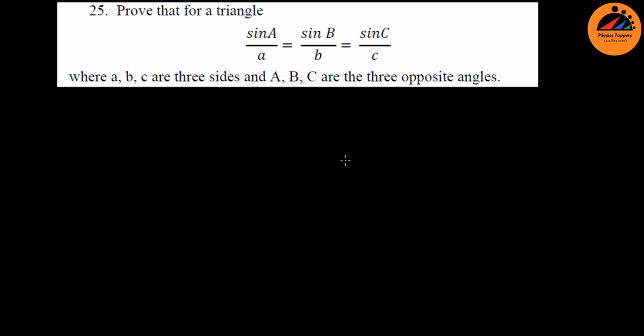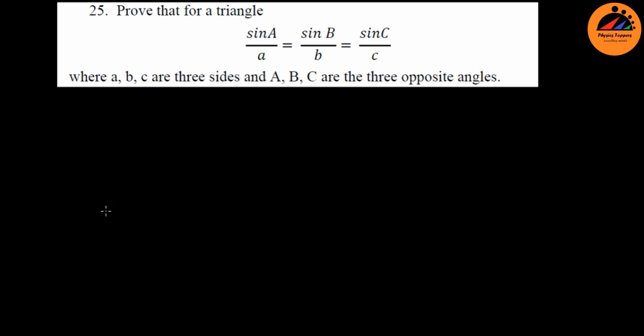Good morning, students. Today we shall be doing a few problems on vectors. The problem is given: prove that for a triangle, sine A by small a equals sine B by small b equals sine C by small c, where a, b, c are the three sides of a triangle, and capital A, capital B, capital C are the opposite angles. So let's draw the triangle first.